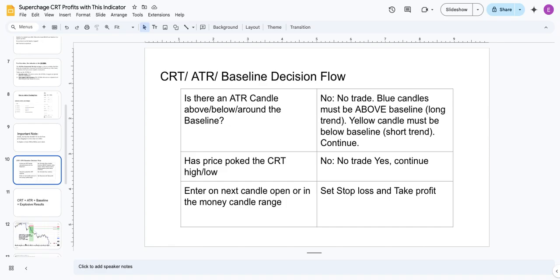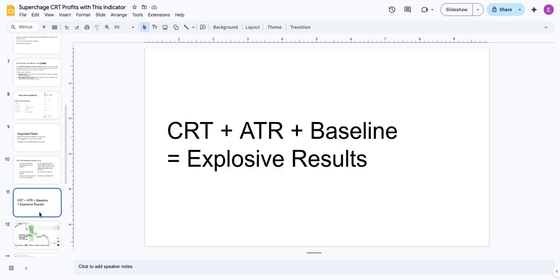So after we identify an ATR candle and it's in the right place, next: has price poked above the range high or range low, the candle range high or low, and then closed back inside of it? If yes, that's our sign to enter the trade. And if no, there's no trade there. And then you just set your take profit and your stop loss. So if you put together the CRT and the ATR and a baseline, you can get some pretty explosive results.